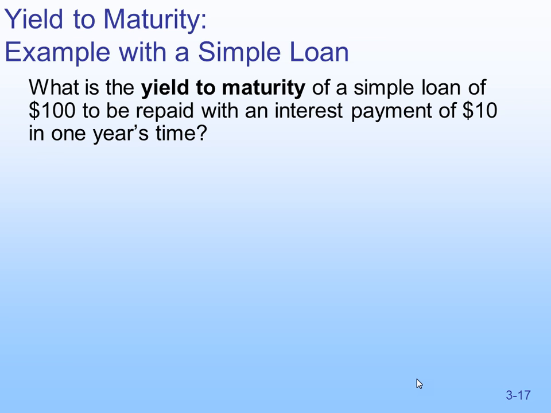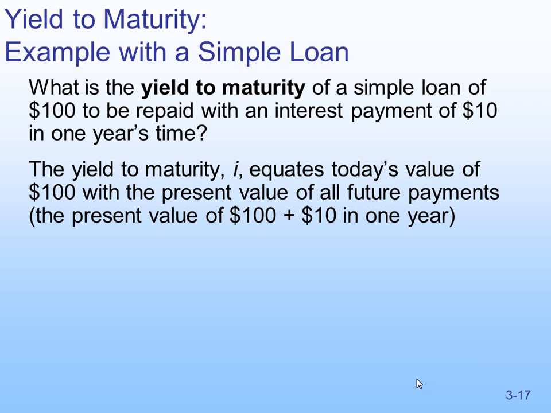So the yield to maturity, which we're going to call I, equates today's value of $100 with the present value of all future payments. What are my future payments? Well, my future payments are the $100 principal plus the $10 interest payment. This is a simple loan, so there's not a lot of future payments. There's just one. Is that okay?